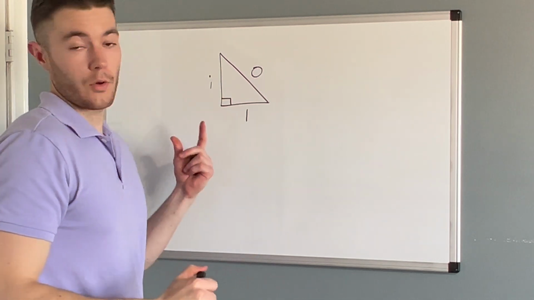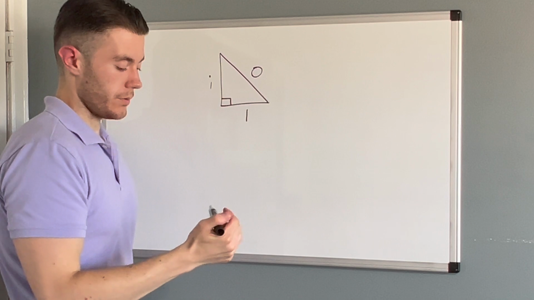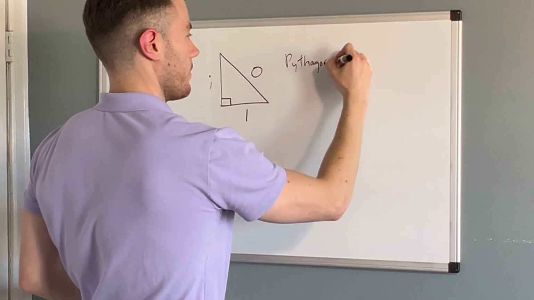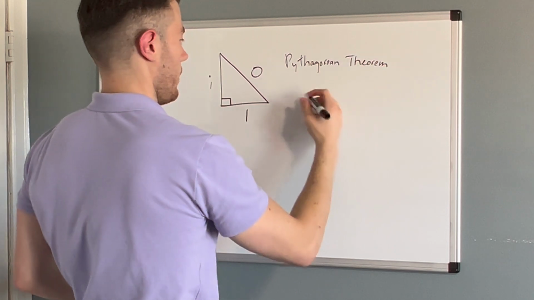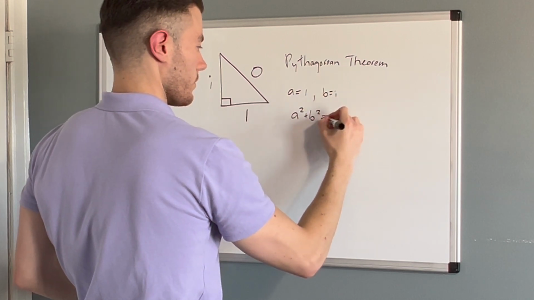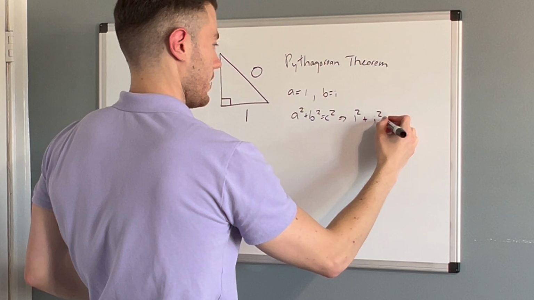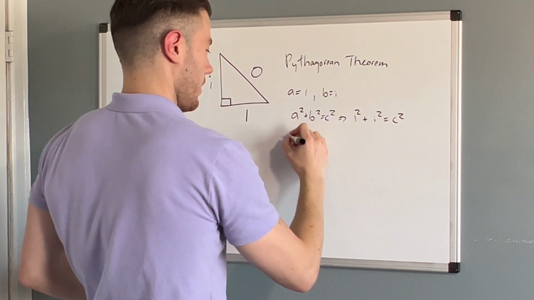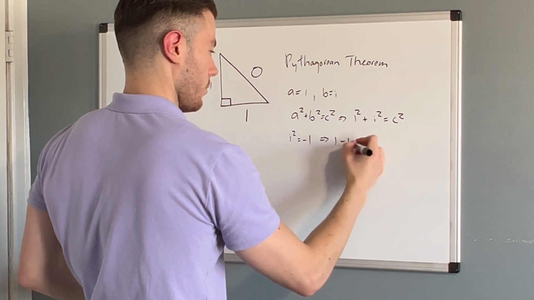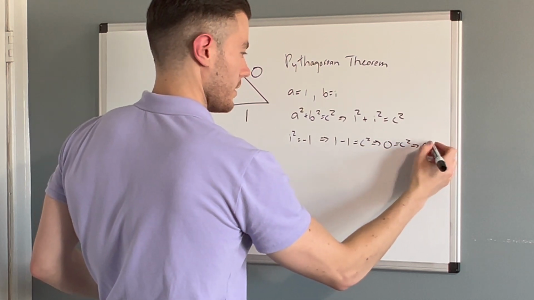Alright, so here today we have a right triangle with side lengths 1 and i, which means according to the Pythagorean theorem, a equals 1, b equals i, a squared plus b squared equals c squared, which means 1 squared plus i squared equals c squared. i squared is by definition minus 1. So we have 1 squared is 1, minus 1 equals c squared. 0 equals c squared. c equals 0.